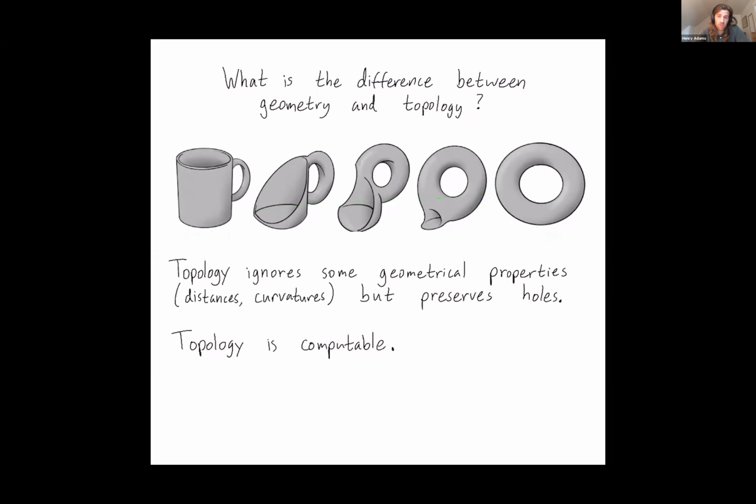What topology does preserve is holes. So we have one hole in the coffee cup, just like we have one hole in the donut. So you should almost think of geometry as a continuous infinite invariant. There's an infinite number of distances or curvatures on the space, whereas topology is more of a discrete computable invariant. There's just one hole.